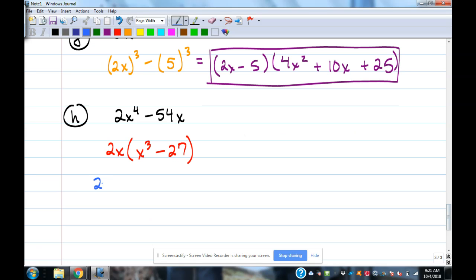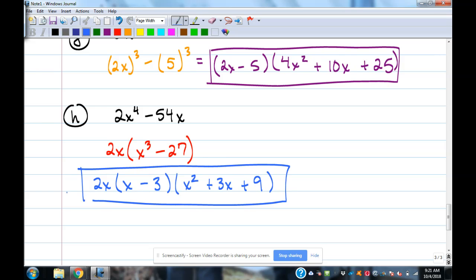So we got the 2x in the front. We got a short piece and a long piece. What's the short piece for x cubed minus 27? X minus 3. A long piece. There's the factored form. We factored a 4th degree polynomial there. Pretty good. Pretty good.